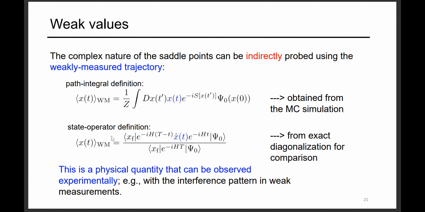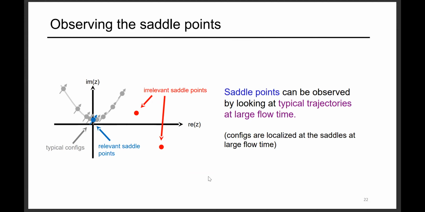By the way, even though this weakly measured trajectory is complex, it can be observed experimentally, for example by considering the interference pattern in weak measurements. So this is a physical quantity that can be observed directly. Another important object that we can observe is the saddle points. The saddle points in the Monte Carlo simulation can be observed by looking at the typical trajectory that we sample at the large flow time.